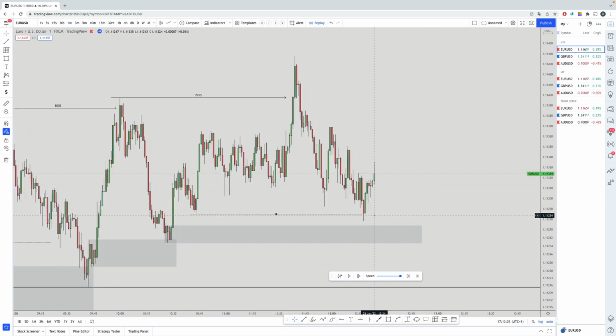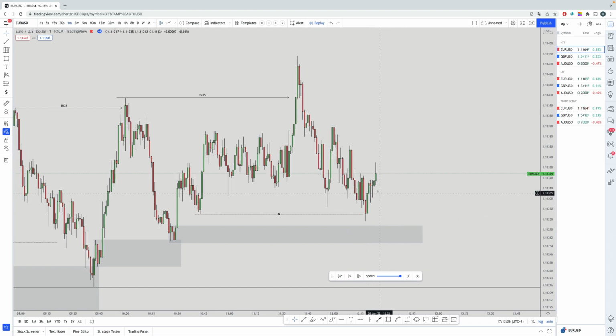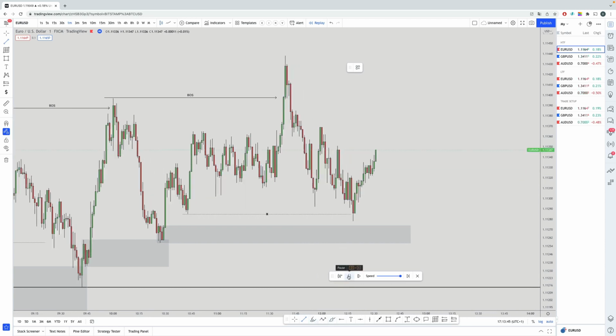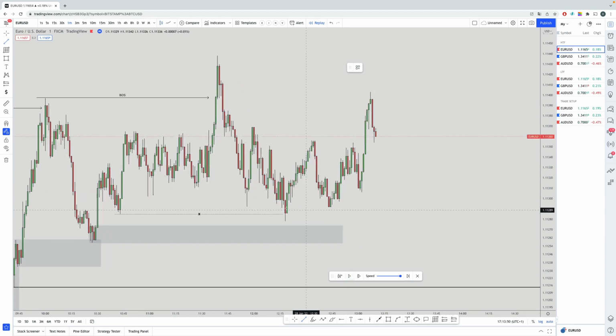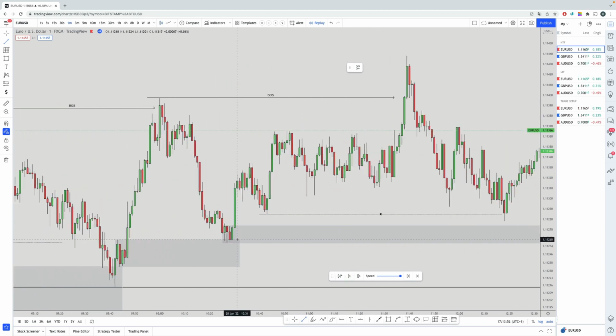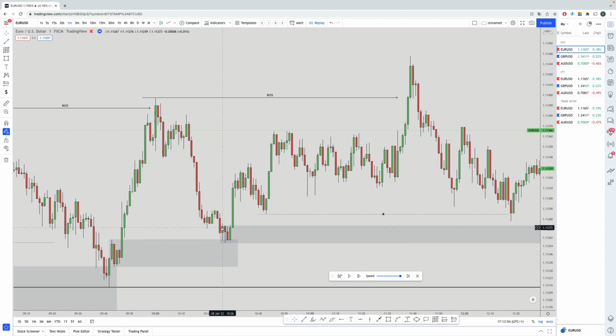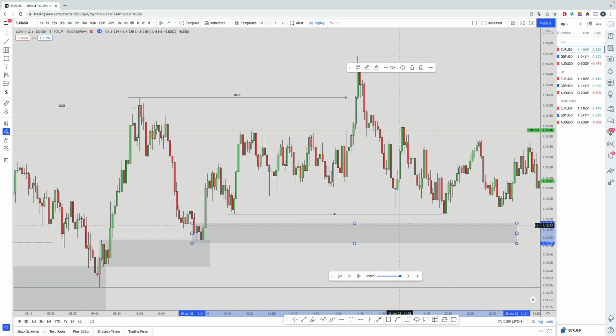So at that point, your setup is not invalid. Of course, it depends what it will do now, but what it is doing is taking out this liquidity, but it's not mitigating the demand zone right over there. So let's wait a little bit to see what the price is doing, and no. So it's not mitigating anything here. In this case, you could also use the whole range, this, and you see that price didn't tap into it.